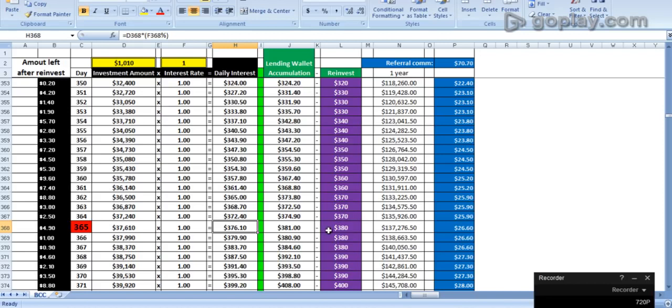But how much is your life going to change if you're making this every day you turn your computer on and you have another $376 just sitting there? I mean, this level here is quitting your job, going to work when you feel like it, or doing what you want to do instead of what you have to do. Going to the beach.